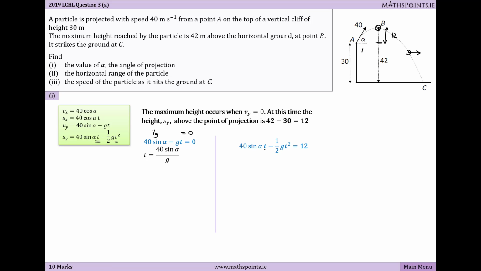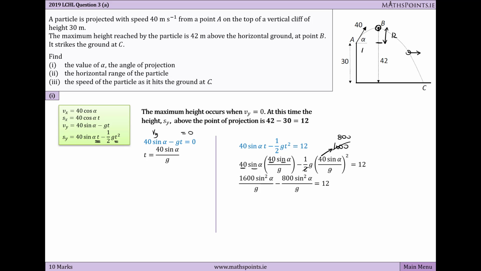So 40 sine alpha t minus a half g t squared is equal to 12. We know that the time is 40 sine alpha over g, so we're going to sub that in. We're going to tidy this up. We can see that 40 multiplied by 40 will be 1600, and then we have sine squared alpha over g. And then tidying up the second part, again 40 squared will be 1600. We then divide that by 2 to give us 800. And the g will be squared to give us g squared, and that can cancel with the g above to give us the g on the bottom.